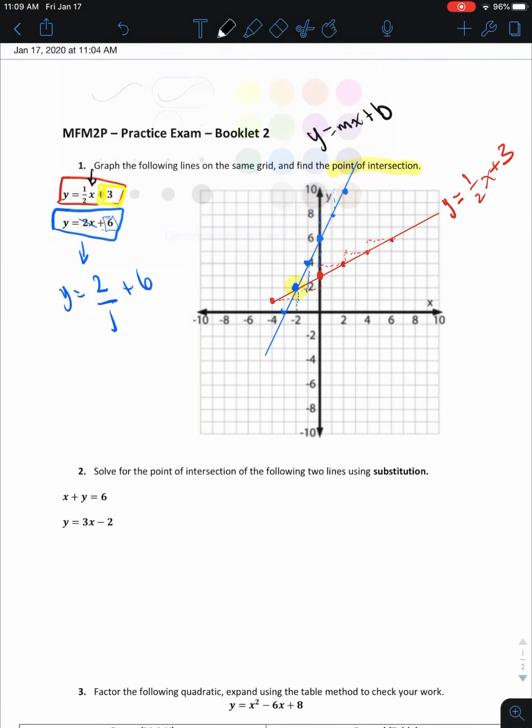So then your final answer is just simply, you read that point off. What the values of that point are. It's negative 2, 2. And you could say that is equal to the POI.